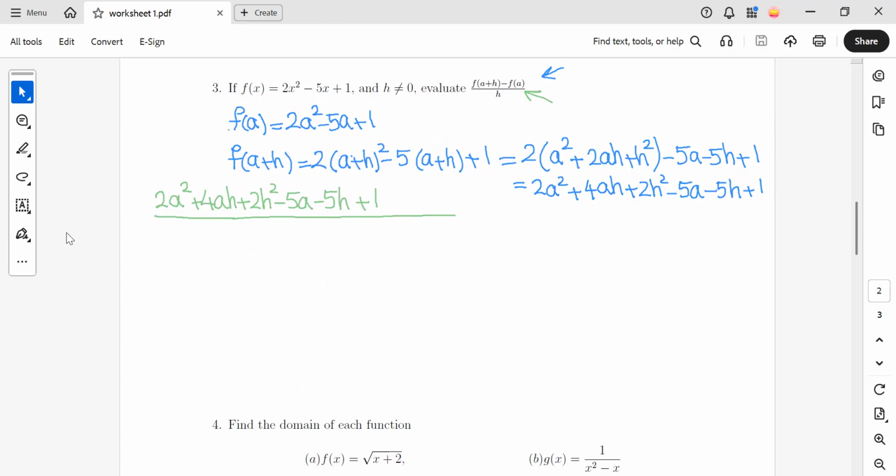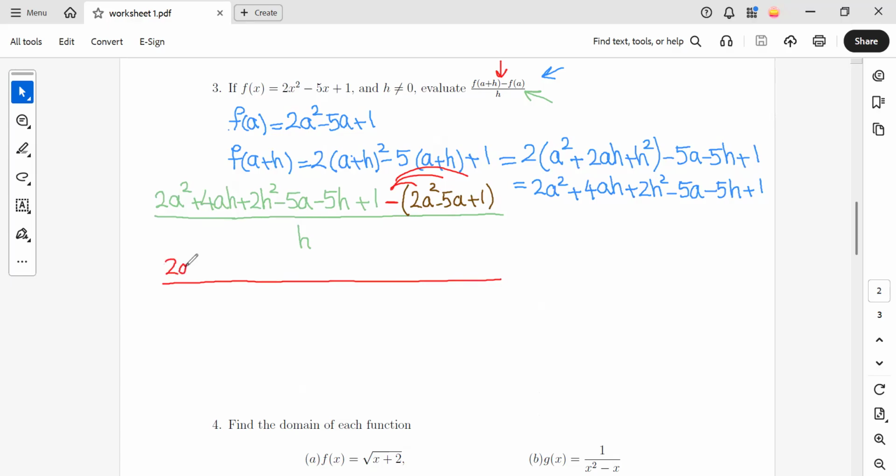And the next part is for f of a. I have a negative because of this negative here. And for f of a, I would write 2a squared minus 5a plus 1 inside parentheses, because that negative here, the red one, is for the whole thing over h. Now I can apply this negative to all of them. So I would rewrite the whole thing here.